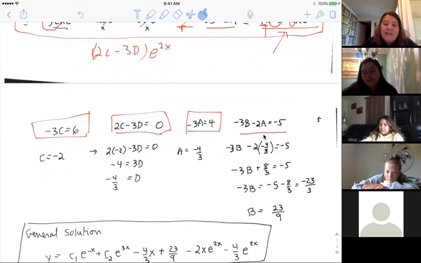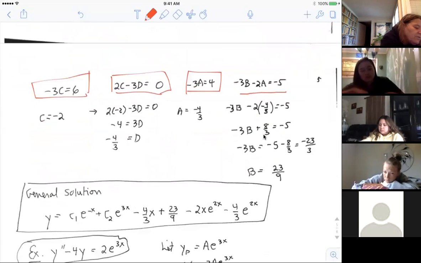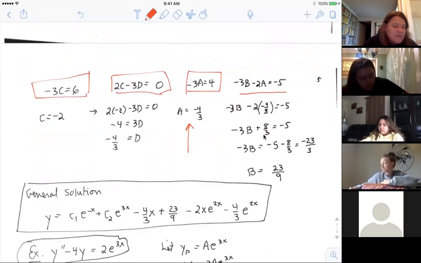I will do what I did the last time, though. I'll look for the easiest thing. That thing right there is the easiest thing. A is -4/3. Okay, so I've got a hold on one of them.